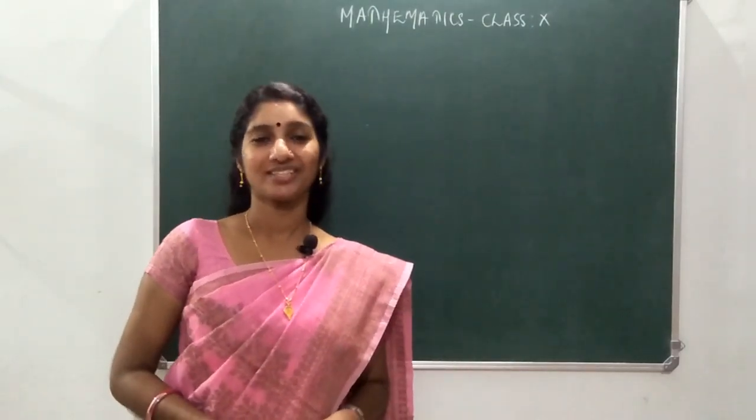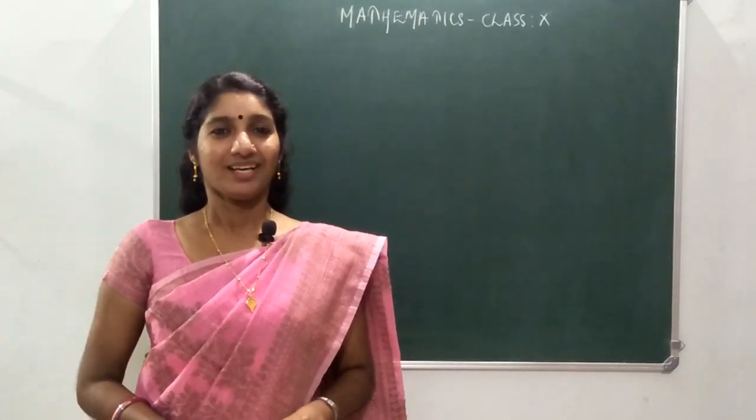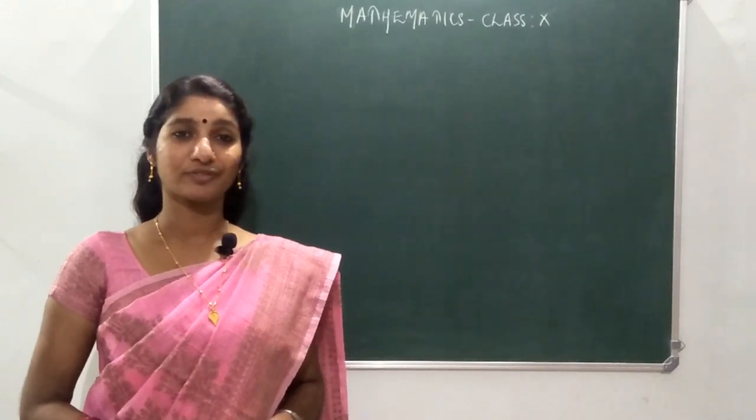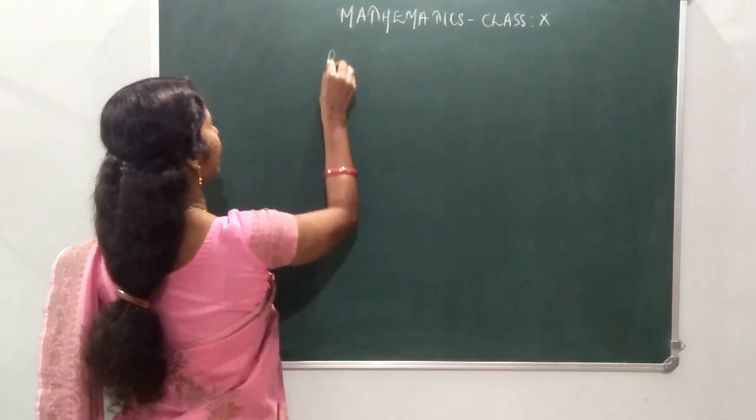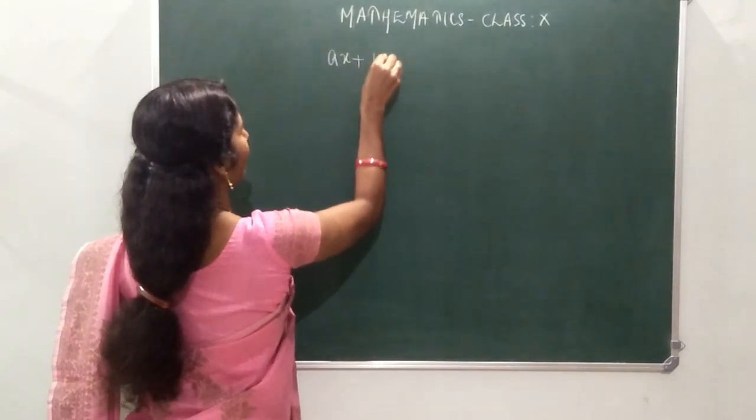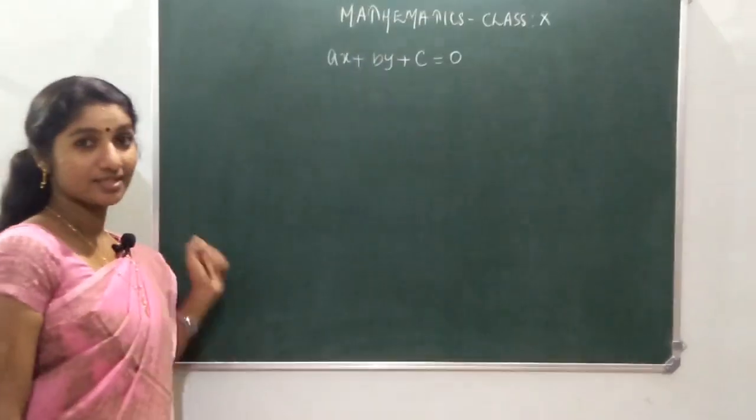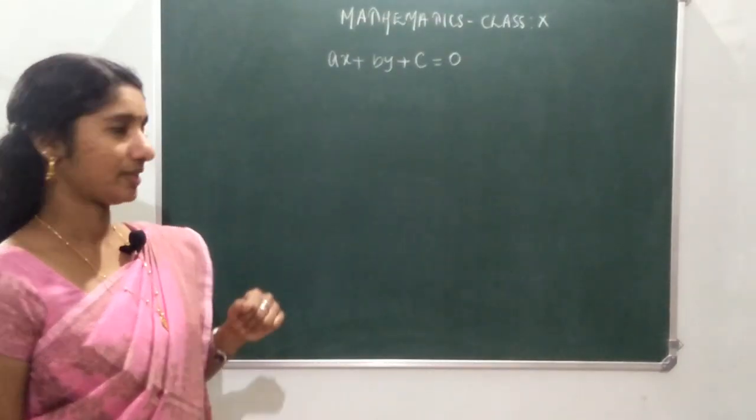Today we are continuing the lesson pair of linear equations in two variables. In the last class we discussed what is the general form of a linear equation in two variables. What was the general form? ax plus by plus c is equal to 0 is the general form of a linear equation in two variables.